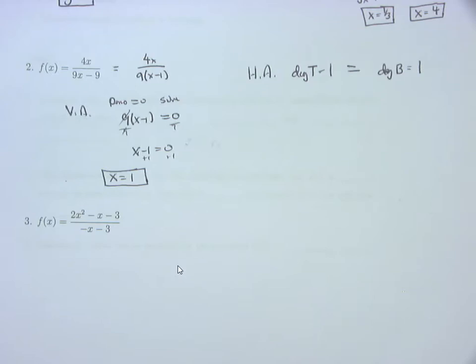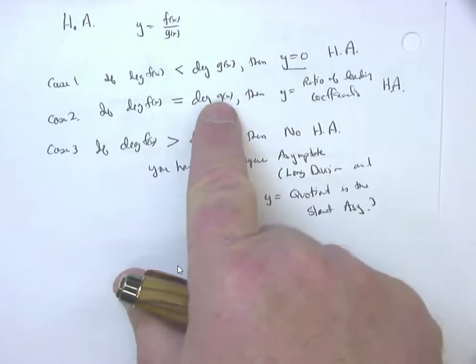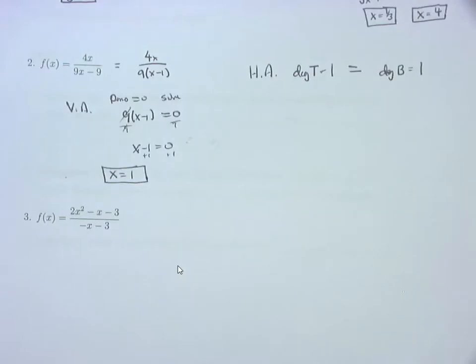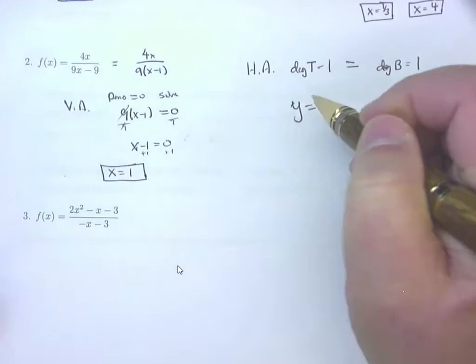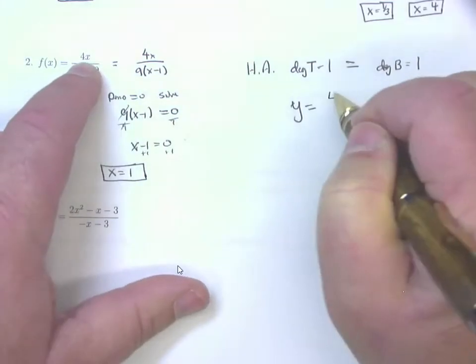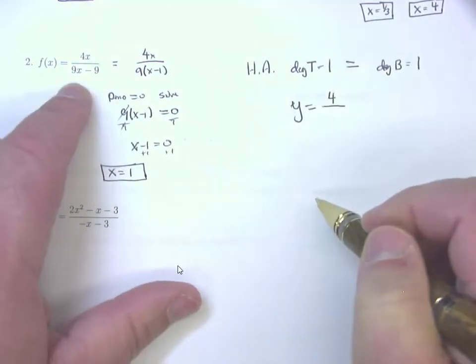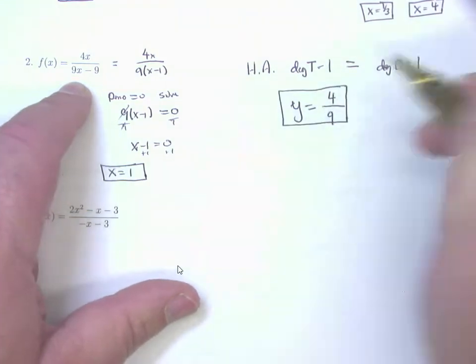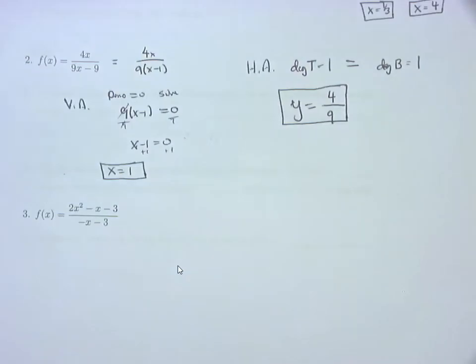And according to my horizontal asymptote theorem, when the degree of the top is equal to the degree of the bottom, I'm supposed to get y equals the ratio of the leading coefficients. Does that make sense? What are my leading coefficients here? So it's going to be y equals, the leading coefficient on the numerator is a 4, divided by the leading coefficient of the denominator, which is a 9. The answer for the horizontal asymptote is y equals 4 ninths. Does that make sense?